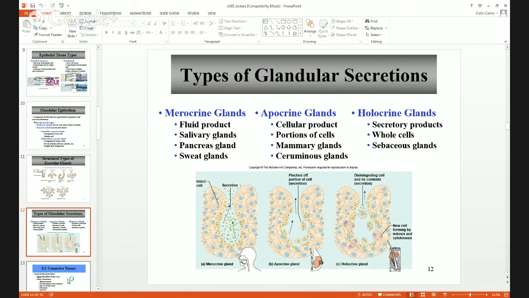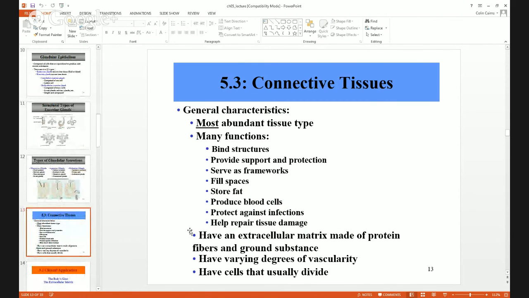So now we're done with that, we'll talk about connective tissues. General characteristics of connective tissues: they bind structures, they provide support and protection, serve as frameworks, fill spaces, store fat, produce blood cells, protect against infections, and help repair tissue damage. There's an extracellular matrix made of protein fibers and ground substance. They have varying degrees of vascularity or blood vessel supply. Their cells usually divide.